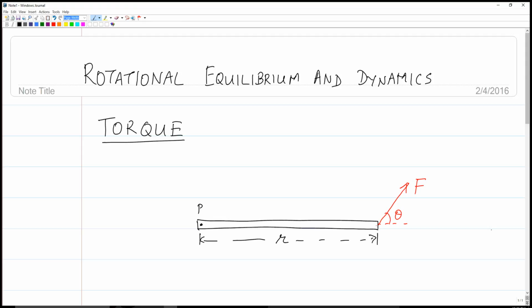In this chapter, we're going to be studying rotational equilibrium and dynamics. So the first thing we'll define will be torque.